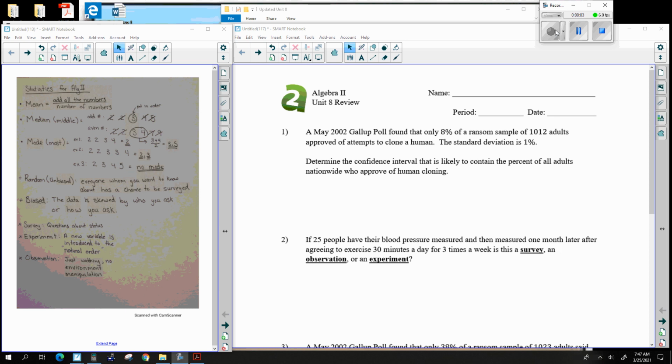Unit 8 is a pretty short chapter, so we are already done three lessons, and now we're getting ready for the test. So this is the Unit 8 review.